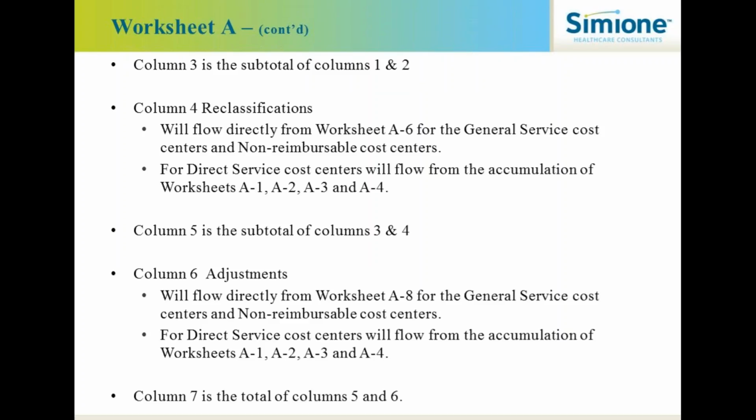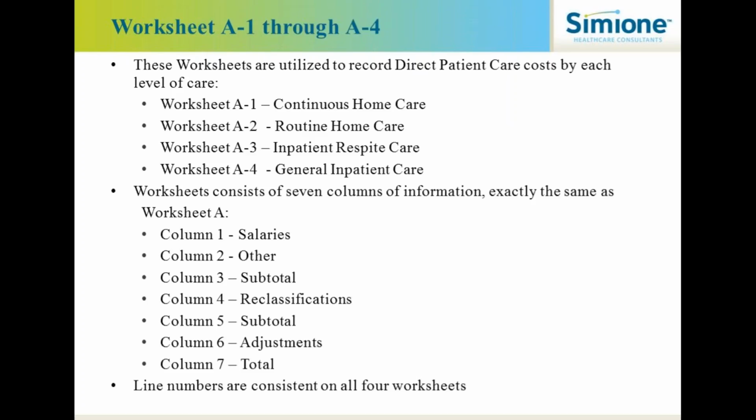So this page, slide 41, just basically reiterates what the columns 3 through 7 represent. Next slide, which is slide 42, which is your worksheets A-1 through A-4. These worksheets are utilized to record your direct patient care costs by level of care. So remember, we have 4 different worksheets now, A-1 through A-4, and there's the list of what applies to what level of care. And again, these worksheets consist of 7 columns. Again, it's your salaries and it's your other, your reclassifications and your adjustments. And the line numbers are consistent on all 4 of these worksheets.